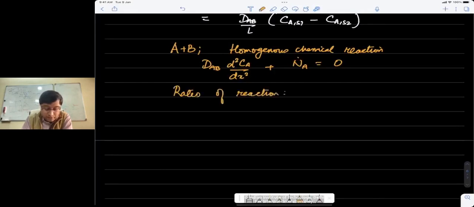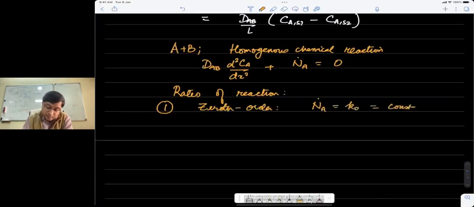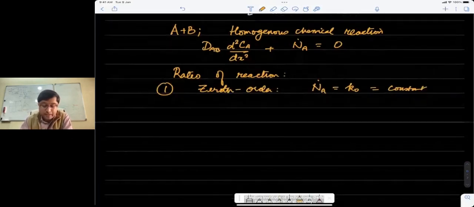And depending on different rates of reaction, we can have different solutions. For instance, if we had a zeroth order reaction, in which case what you typically would see is that N dot A would just be some constant. It would not depend on the species which is reacting. So the solution there is quite easily obtained.